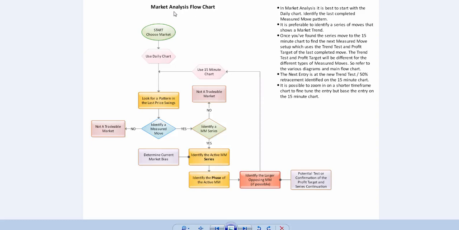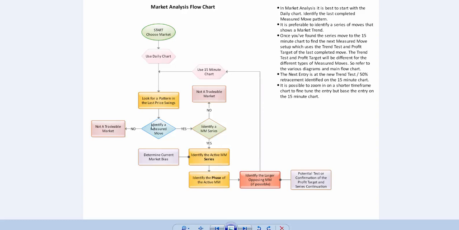Here's a flow chart here for market analysis, and you can use this with any market. You start and you choose a market. You start on the daily or weekly charts. And the next thing that you do on those daily charts is you look for a pattern in the last price swings. Do you see a pattern in the market? Do you see measured move longs or shorts inside of that market? If you can identify a measured move on that longer term time frame, you can move on.